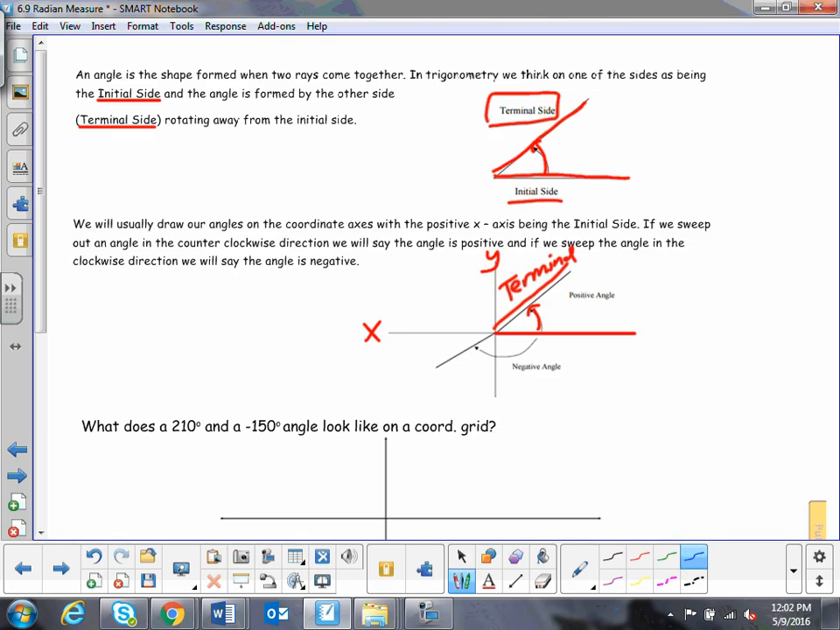To go in the negative direction, you start on the x-axis and go this way. There's your terminal side right there, and that will be a negative angle. So just think, start on the positive side of the x-axis. If you go counterclockwise, that's your positive angle. If you start here and go clockwise, those are your negative angles. This is just an example. I'm just telling you the direction.